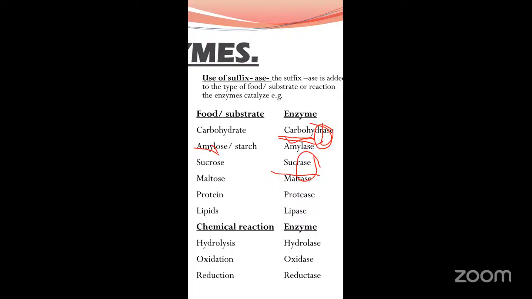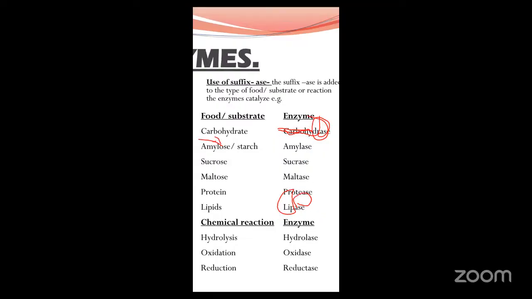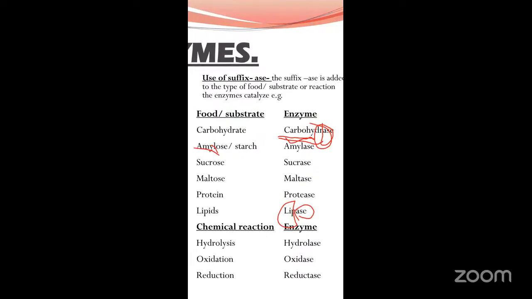So what have we done? We have added -ase into the mix. Then we have lipids. Lipids are broken down by an enzyme known as lipase. So what have we done? We have taken the name lipids, shortened it to lip, and then added -ase. So therefore the enzyme becomes lipase. So you can add suffix -ase at the end of the food substance being broken down. So that's another way of naming enzymes.